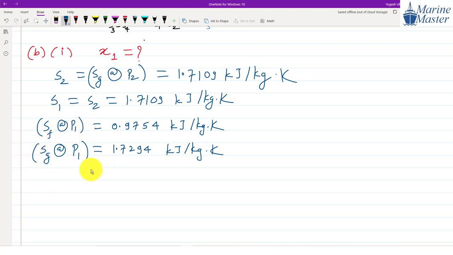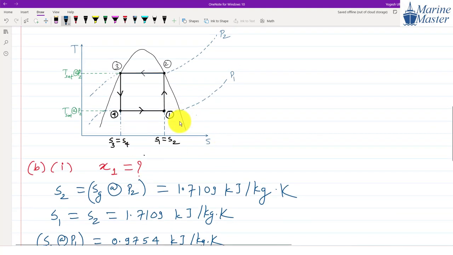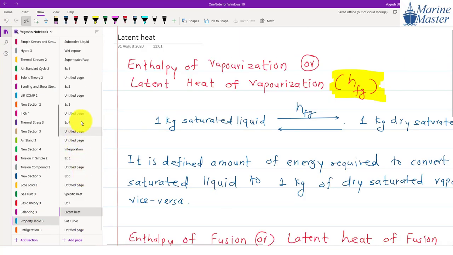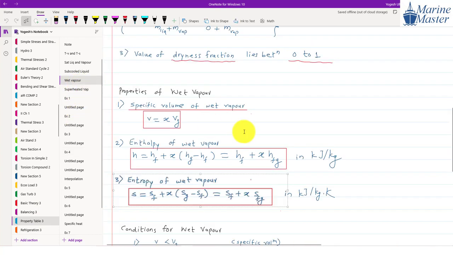With this, guys, try to understand the scenario here. Now the state of point 1 is what? Wet vapor. And if you remember our discussion from the property table, for wet vapor, what relation can we write down? Entropy relation. S is equal to what? SF plus X into SG minus SF, guys. See this wet vapor relation: S is equal to SF plus X into SG minus SF.